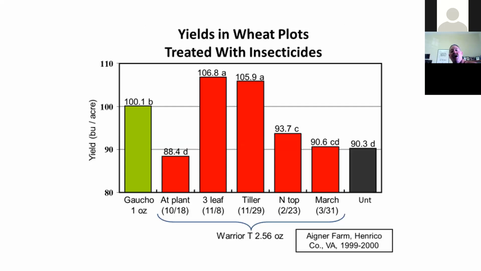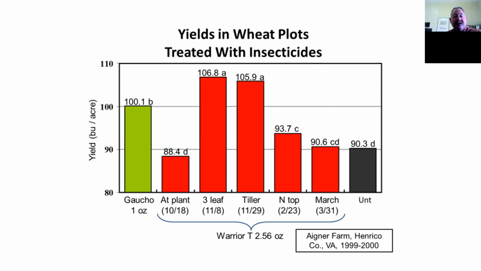I'm going to pull out some old data that Ames Herbert did 20 years ago, but I think it's still very relevant. We were looking at timing of treatment with insecticides. As we go through the season here, these plots had aphids, they had barley yellow dwarf virus, and so they were at threshold. So they needed to be treated.